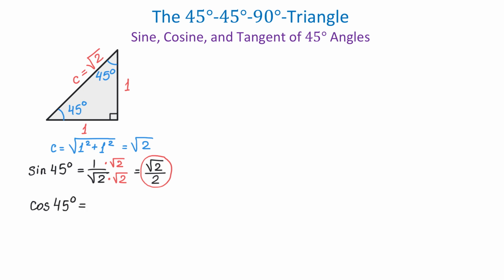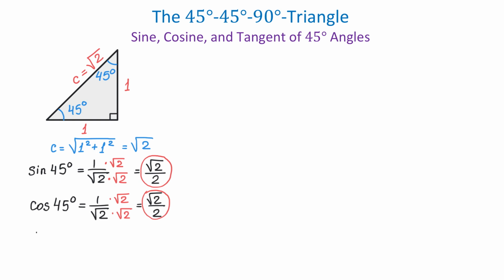By definition, cosine of an angle is the adjacent side divided by hypotenuse, and that is again 1 over square root of 2. Now let's multiply the numerator and the denominator by square root of 2, because we need to eliminate the square root from the denominator. And again, we will get square root of 2 over 2. So cosine of 45 degrees is also square root of 2 over 2.